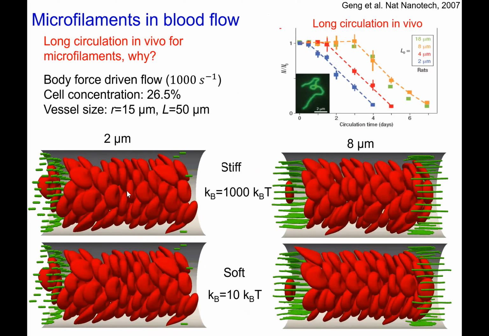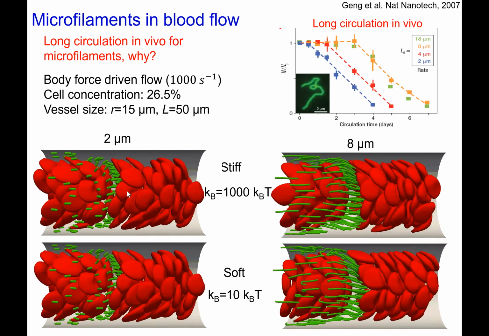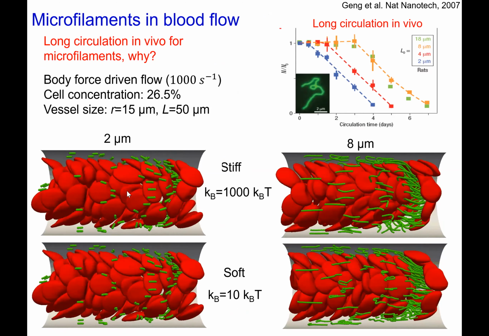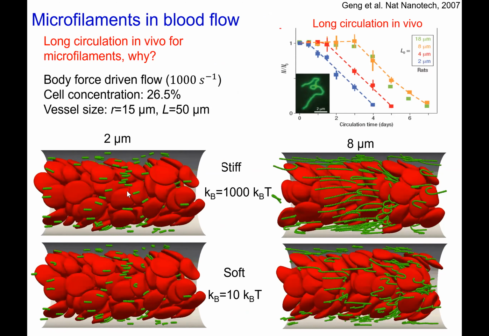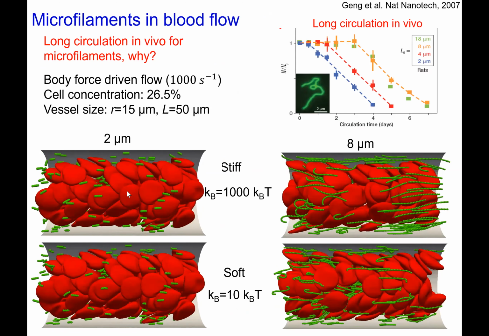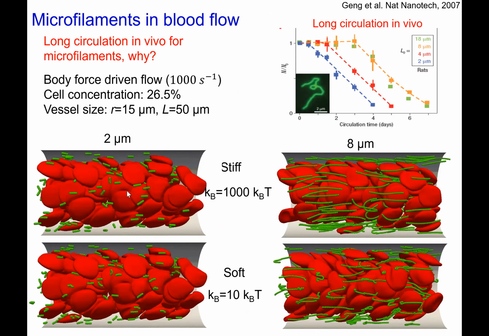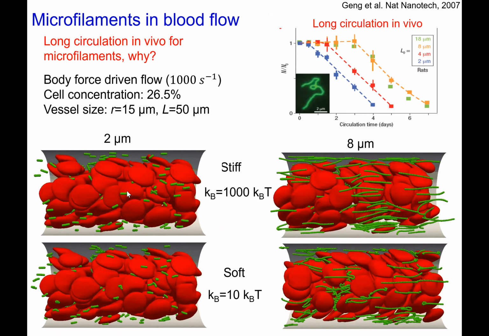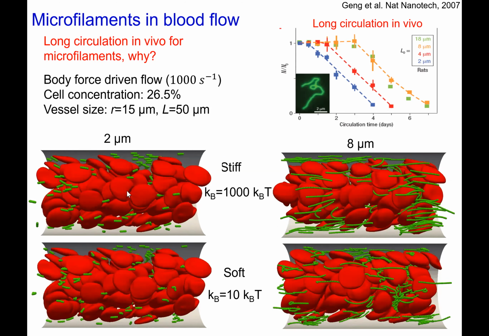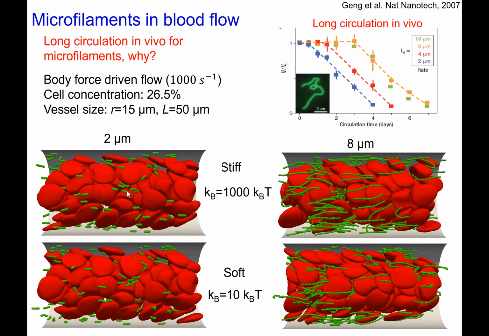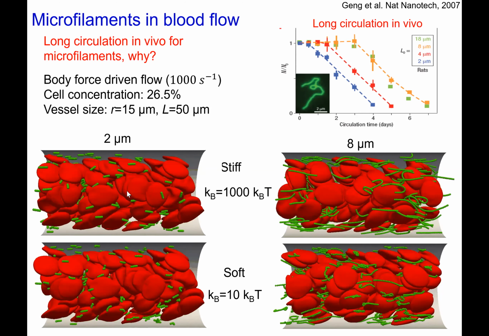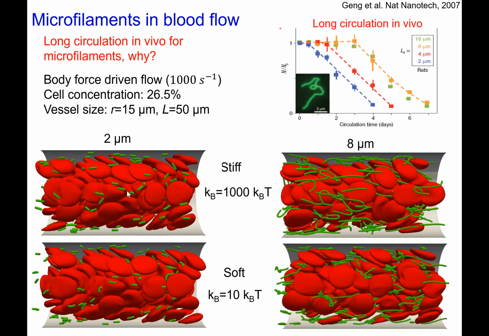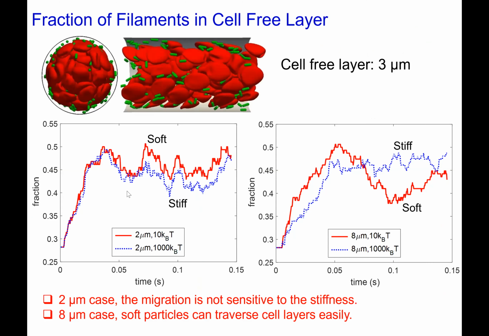We also checked the stiffness and the size of microfilaments in blood flow, because one paper mentioned that they observed a long circulation time for worm-like particles in a rabbit model. So we want to see why that is the case. So we performed simulations of a mixture of both particles and cell suspensions. We also changed the stiffness of the particles. One is more flexible, and another one is relatively rigid. So we checked the fraction of the particles along the radial direction.